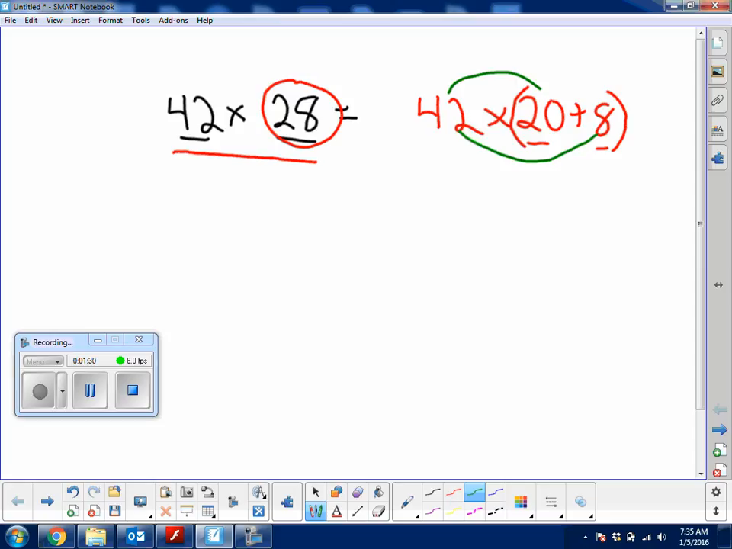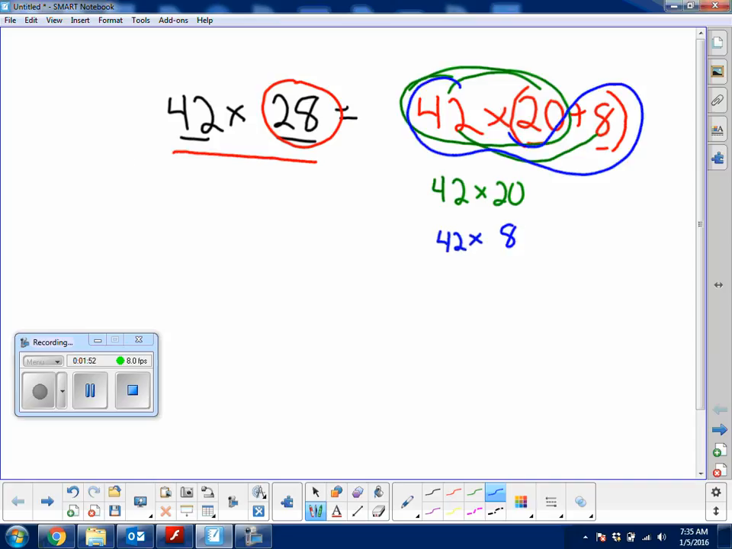So I'm going to rewrite my problem down here like this. I'm going to say 42 times 20. There's my 42, there's my 20 right there. And I'm also going to say 42 times 8. Here's my 42, and there's my 8. I'm multiplying those two numbers together. I'm going to put little parentheses around each to separate them, because I want to make sure I do those first. I'm going to put a little plus sign right there.